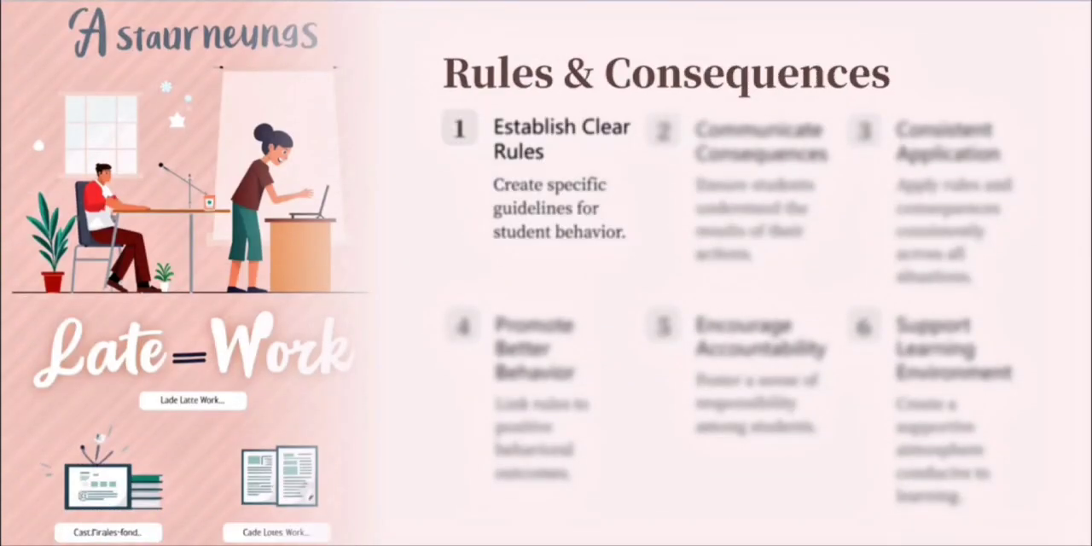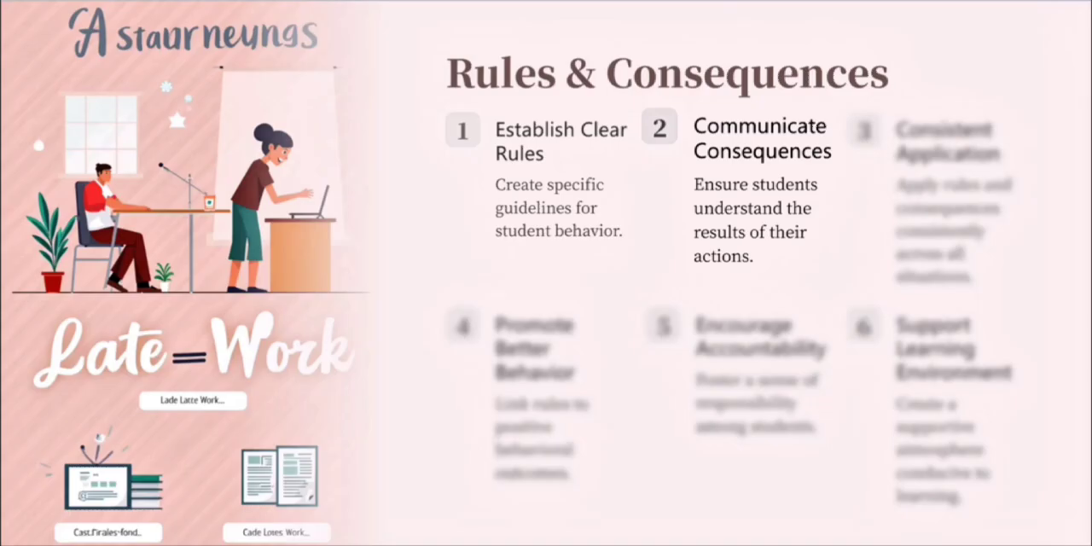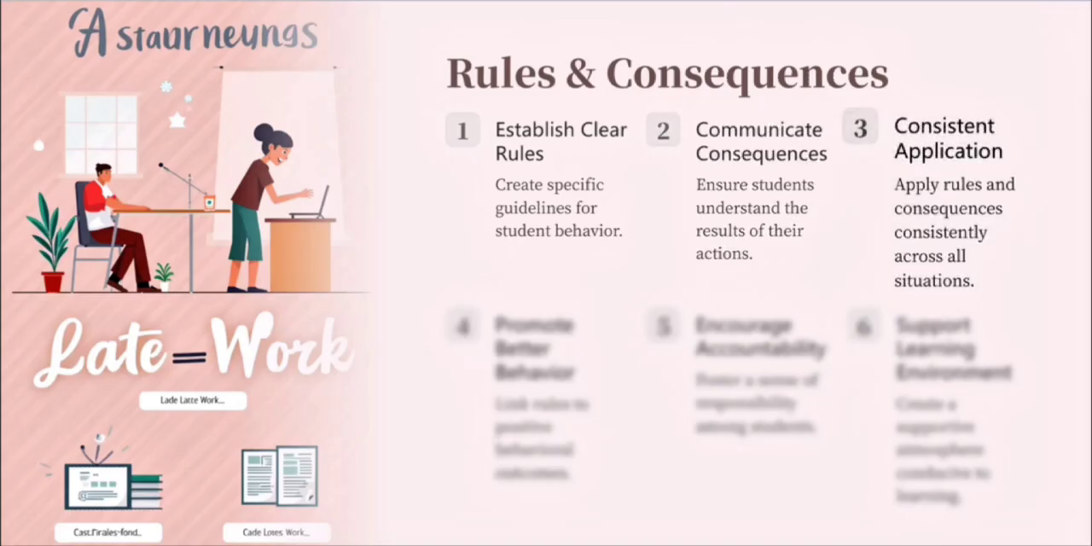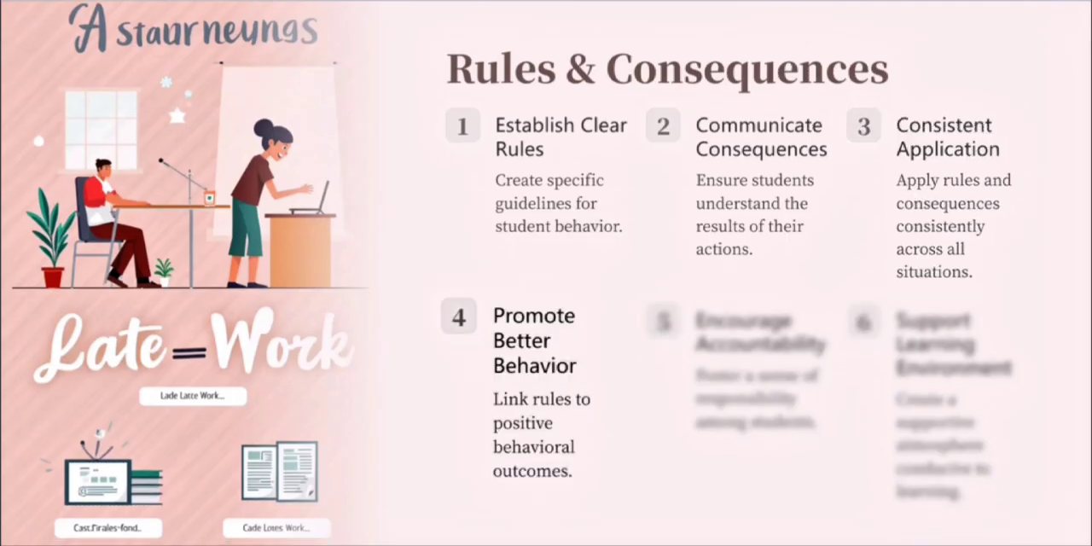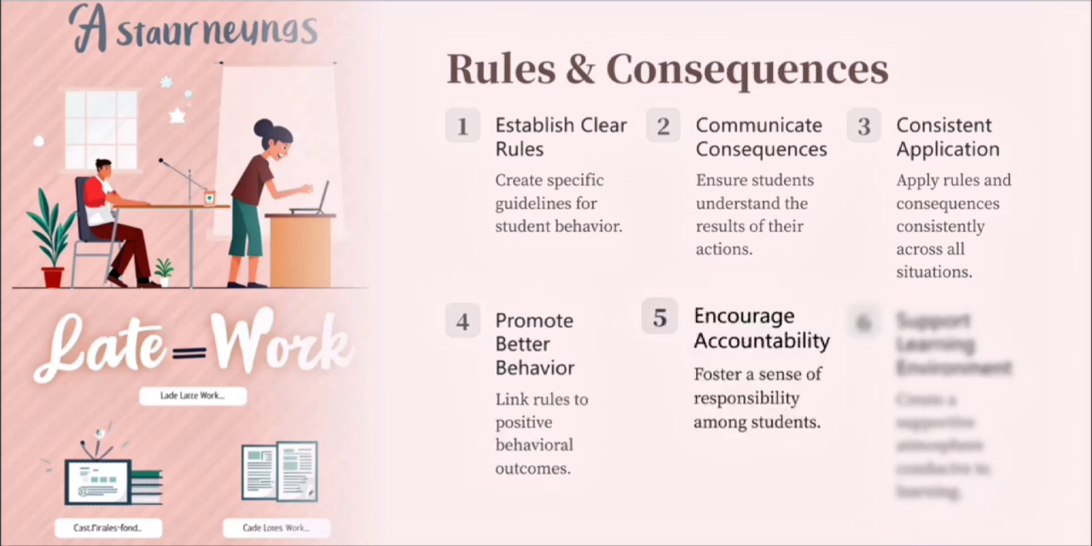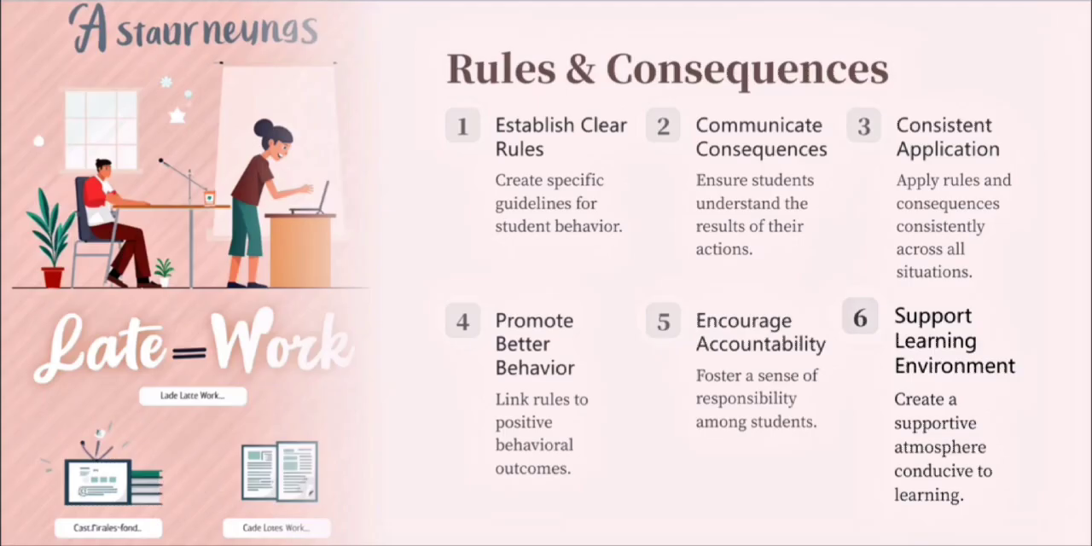Establish clear rules. Create specific guidelines for student behavior. Communicate consequences to ensure students understand the result of their actions. Consistent application: apply rules and consequences consistently across all situations. Promote better behavior: link rules to positive behavioral outcomes. Accountability: foster a sense of responsibility among students. Support learning environment: create a supportive, inclusive atmosphere for learning.